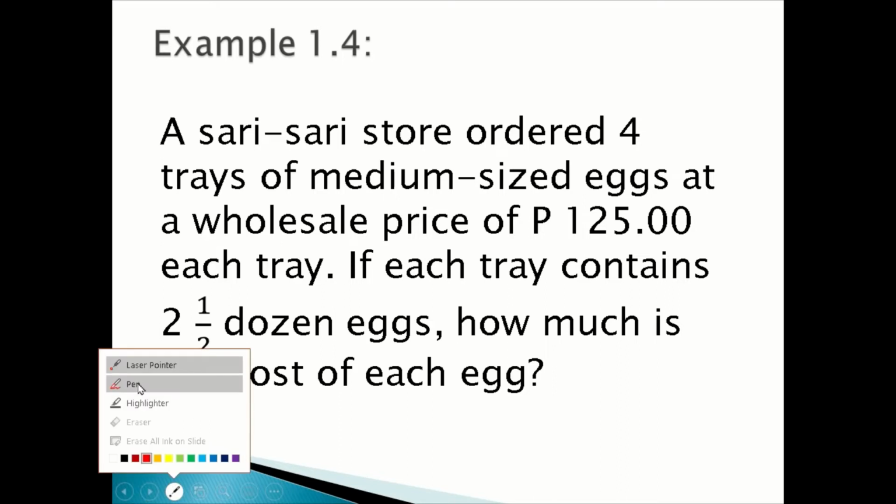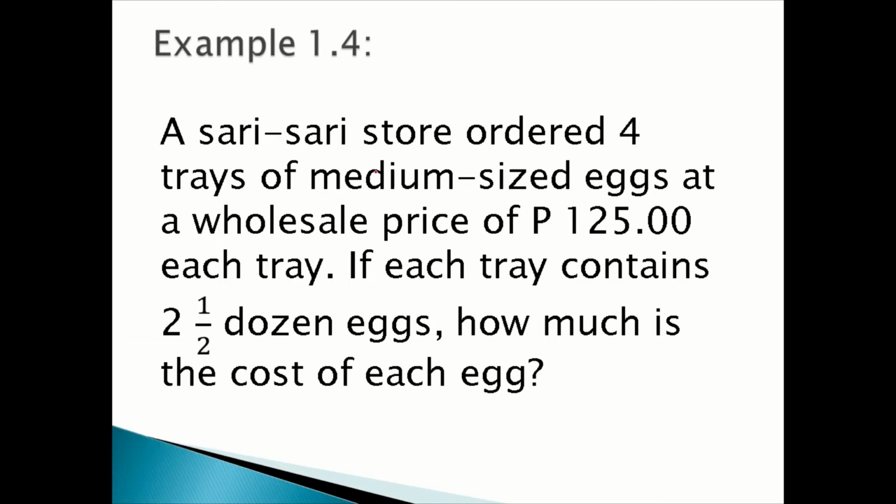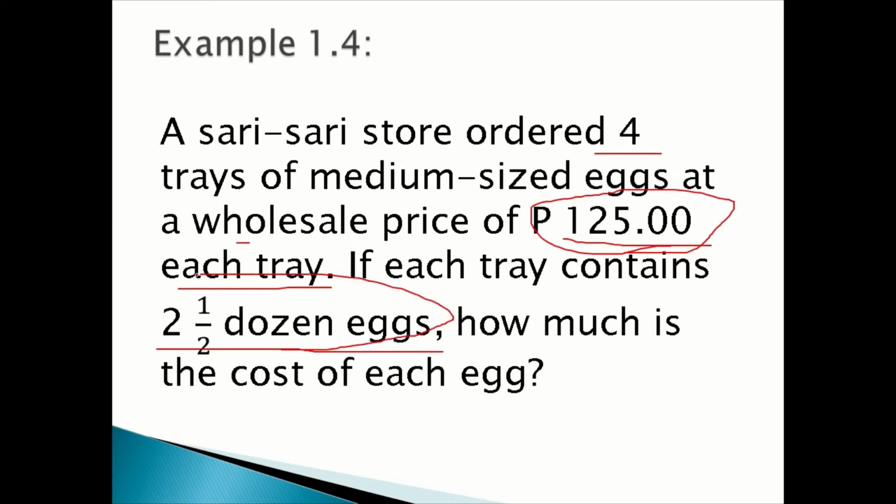Okay, let's situate the problem first. In this case, we are going to disregard the 4 because the problem asks how much is the cost of each egg. So we need to stick with the number of eggs, which is 2.5 dozen, and the wholesale price of 125 each tray. These values, 125 and 2.5 dozen eggs, will be our important values for our solution. Now let's move on to our solution part.